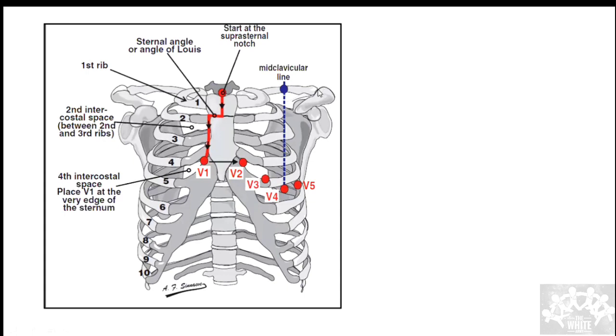Yes, angle of Louis. Very good. So here you go and then come down. In the fourth intercostal space, you place V1. Exactly in the fourth intercostal space on the left, you place V2. The next thing you place is V4, in the mid-clavicular line in the fifth intercostal space. In between V2 and V4, you place V3. Next is V6, in the mid-axillary line. V5 will be placed in the anterior axillary line between V4 and V6.